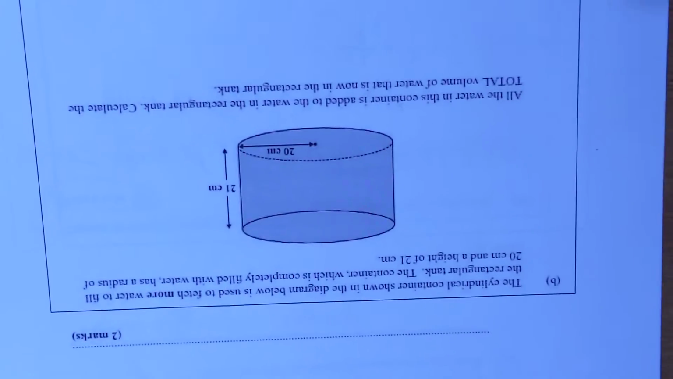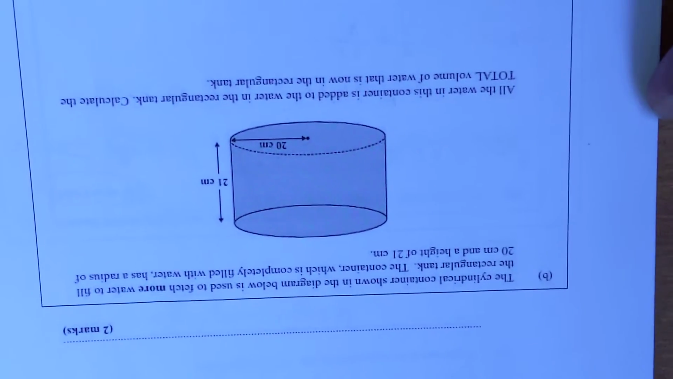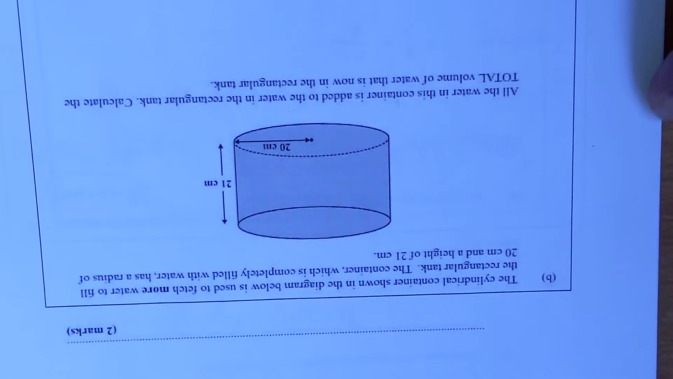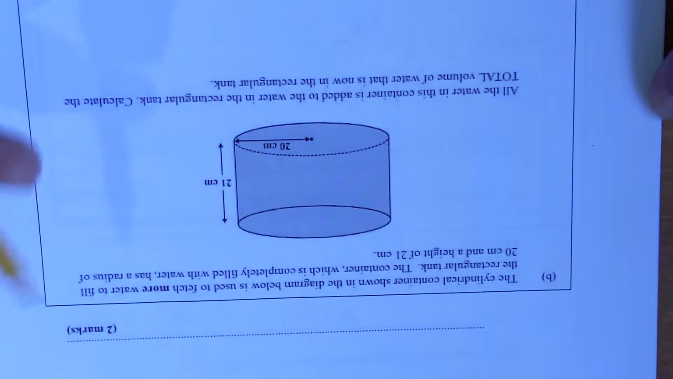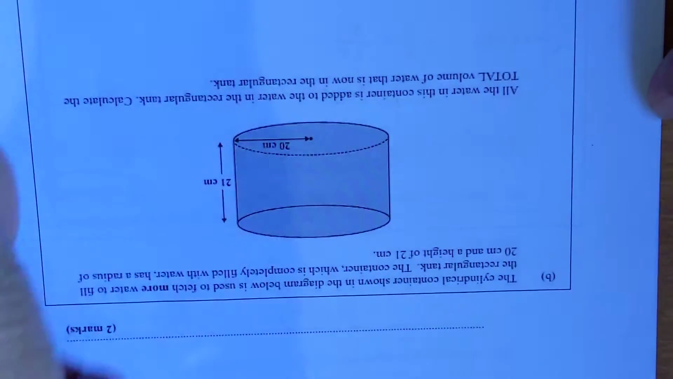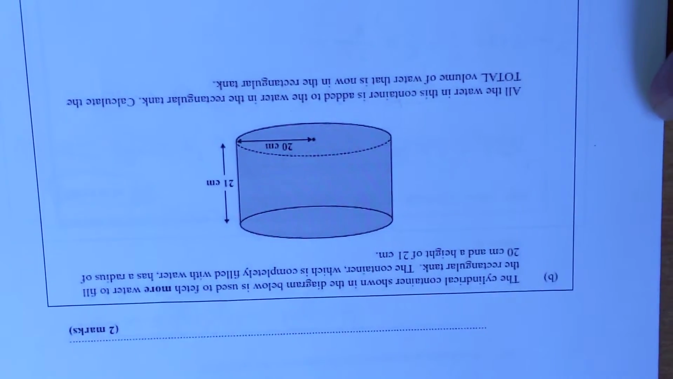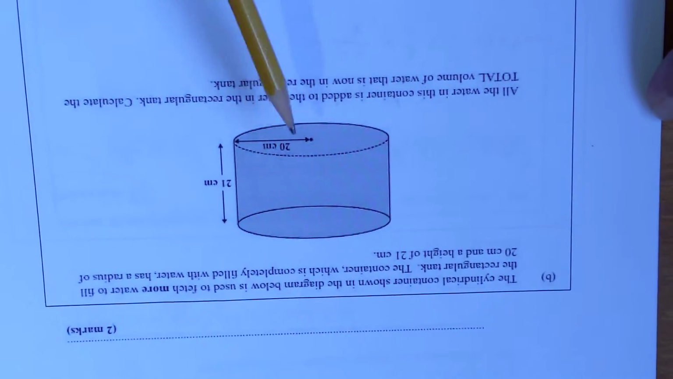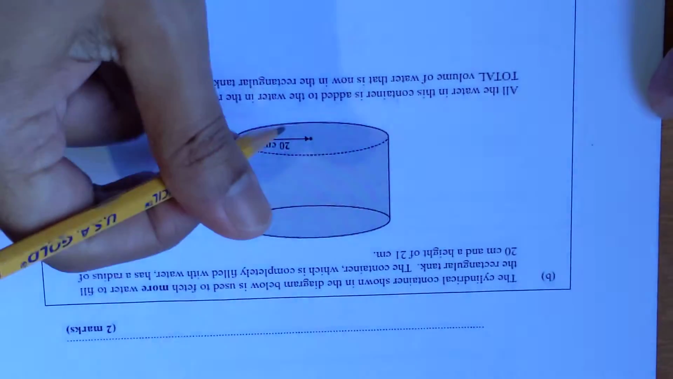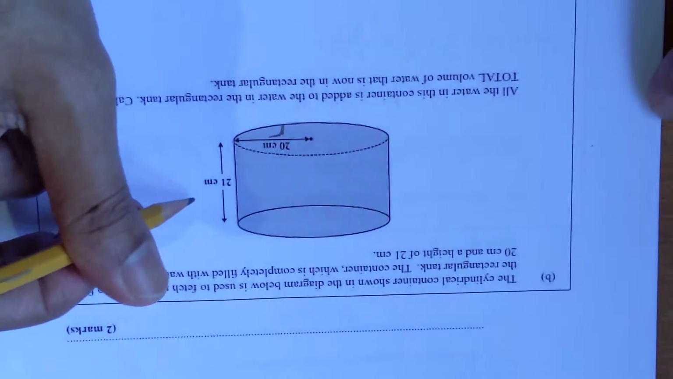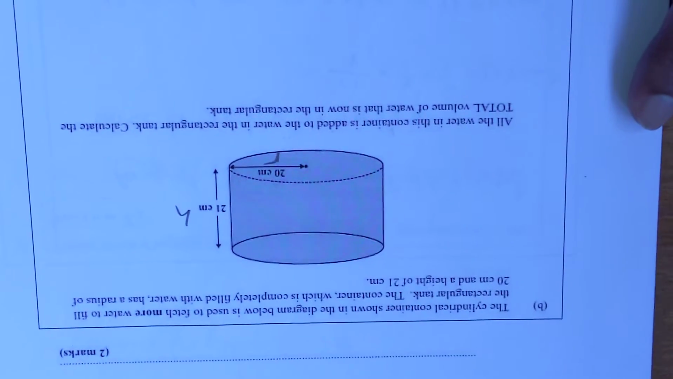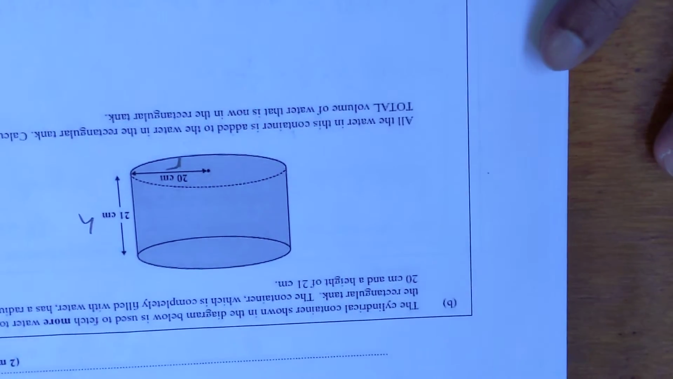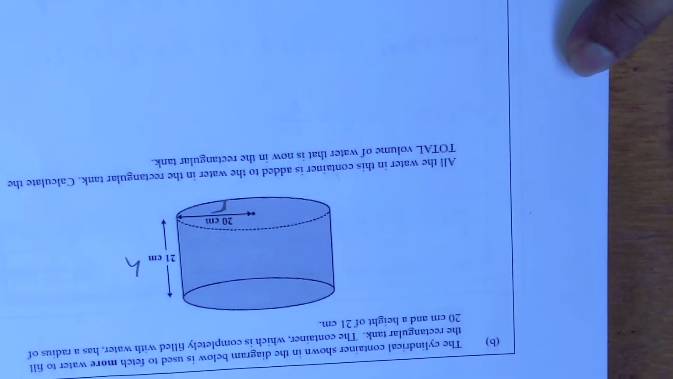Now, the question getting a little more complicated. That's where the pi coming in, because now we have a cylinder. The cylindrical container shows that we want to fill up the tank with more water. So this cylindrical container, the container when completely filled has a radius of 20. So they give me the r. This is the radius of 20 here, and a height of 21. And what they want is all the water in this container is added in the rectangular tank. Calculate the total volume of water that is now in the tank.